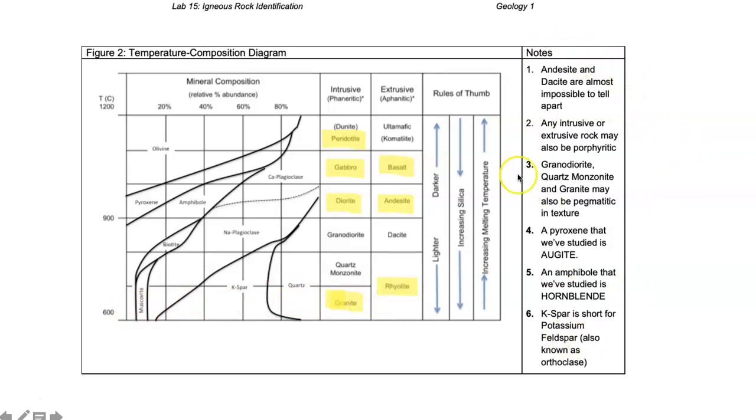Notice that there are some points over here. Number 1 you don't have to worry about because we're not going to include dacites in our discussion. But remember that any intrusive or extrusive rock could also be porphyritic. Don't worry about number 3. Pyroxenes are also the mineral that we've been looking at called augite. Amphibole is the mineral we've been looking at called hornblende. And K-spar is short for potassium feldspar and also called orthoclase. That was for these questions 5 through 12.